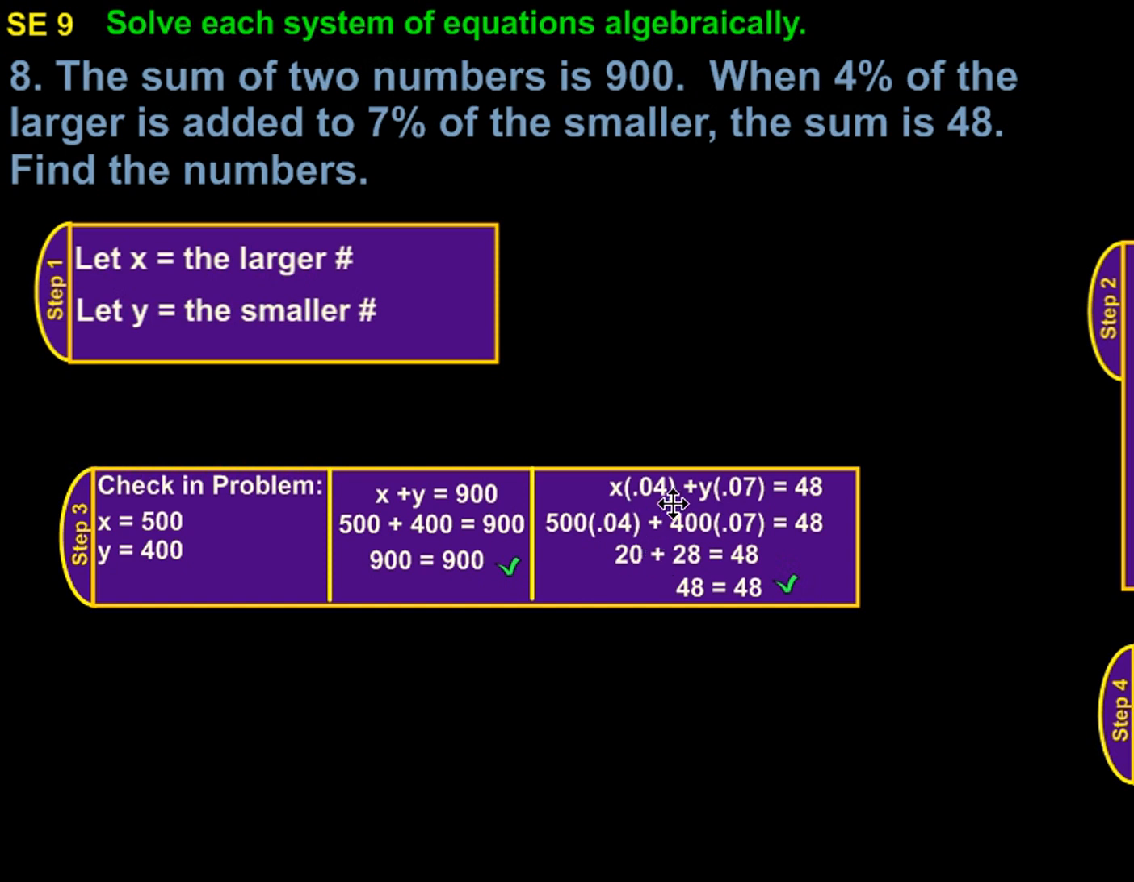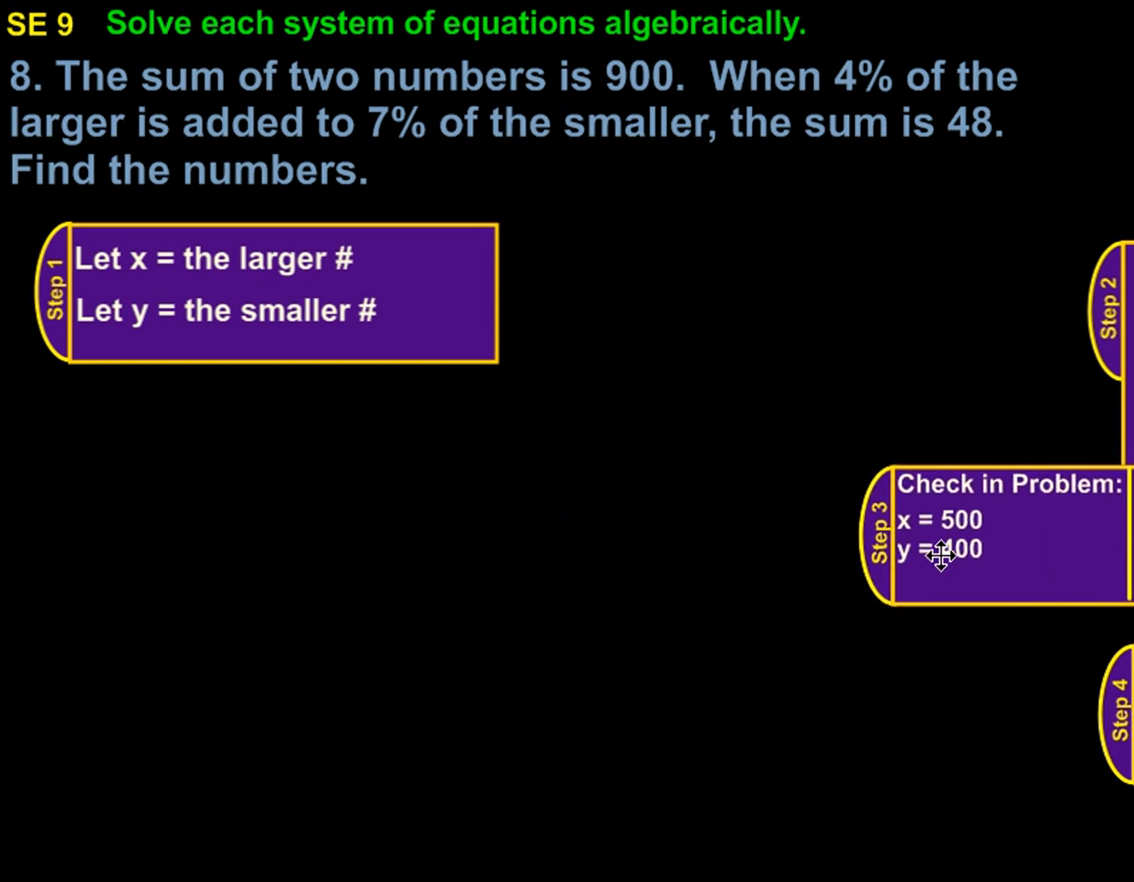I then can come back to the percents and see if it works out to be 48. So I have 500 times 0.04 plus 400 times 0.07 equals 48. Well, 500 times 0.04 is actually 20, and 400 times 0.07 is actually 28. So does 20 plus 28 equal 48? Yes, it does. So that also checks out.